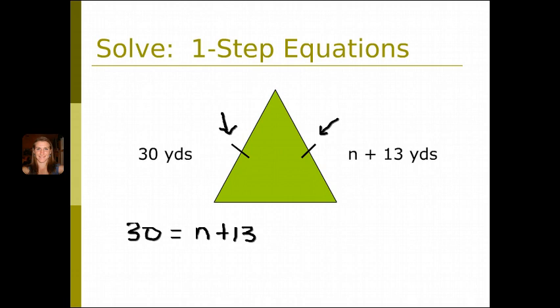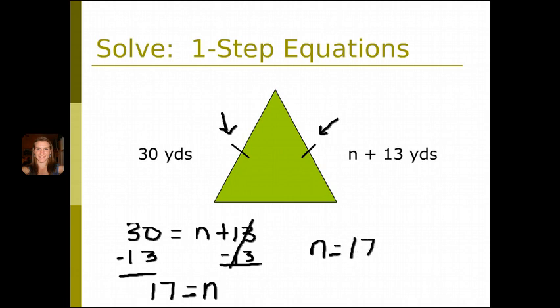In order to solve this problem, we need to do the opposite of adding 13. So we'll subtract 13 from both sides. 13 cancels out on the right side. We're left with n. 30 minus 13 equals 17. However, your final answer should always be written with the variable first. So your final answer should be n equals 17, and we need to keep our unit of measurement, so we rewrite yards.